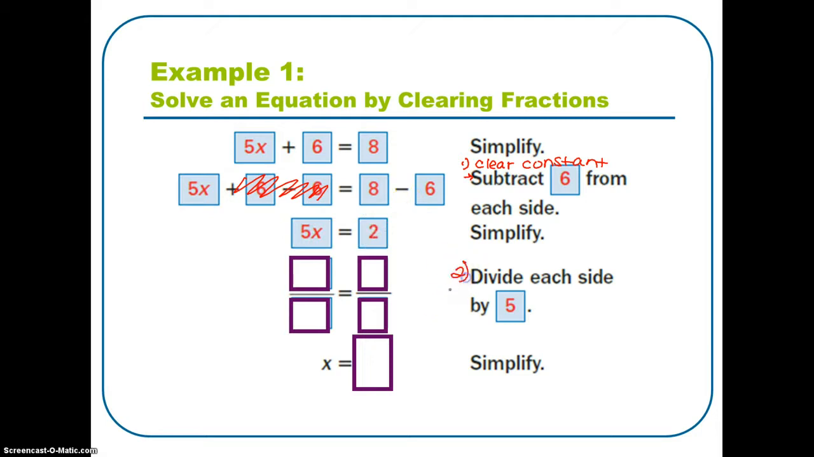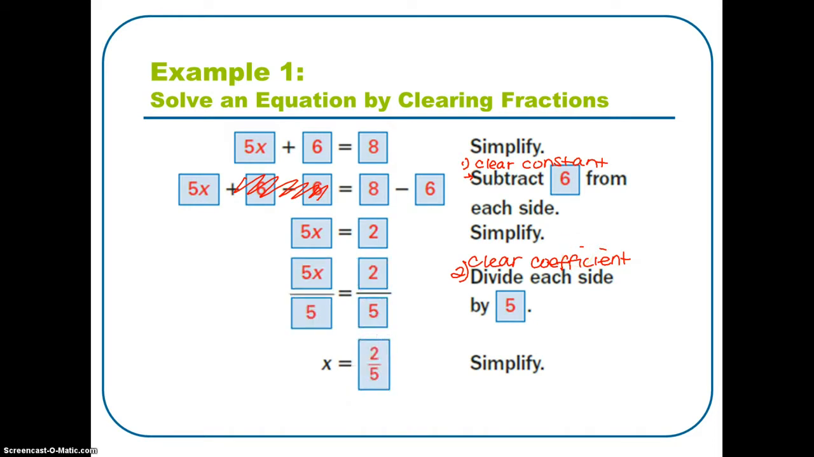Second step of a two-step problem is divide each side by the coefficient. Okay, so we are clearing the coefficient. The coefficient works with the variable. It is the 5. Divide each side by 5. Your answer is x equals 2/5.